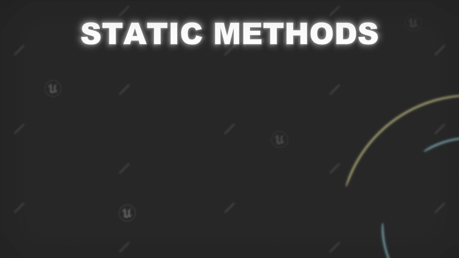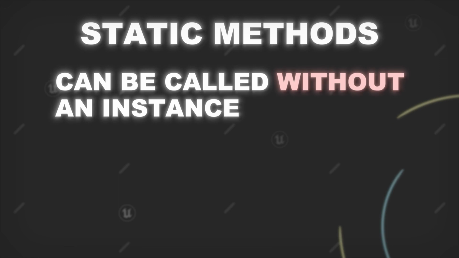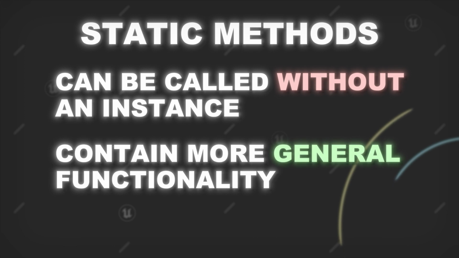In this video, we will check out how to create static methods. But first of all, what are static methods? In your class, you can declare a static method which can be called without having an instance of the class. Therefore, static methods don't rely on information of an instance and execute more general functionality.